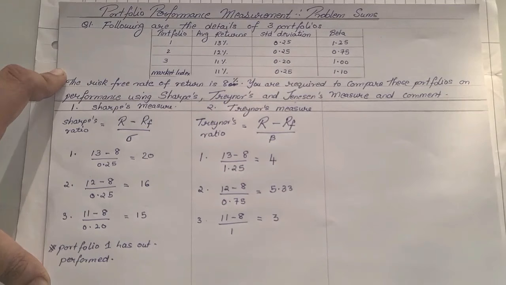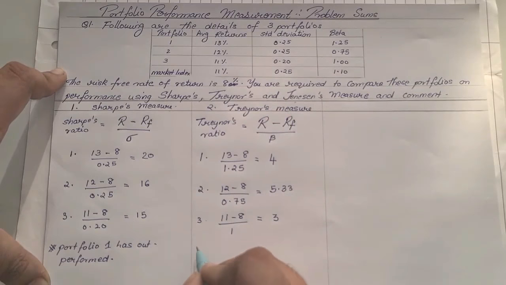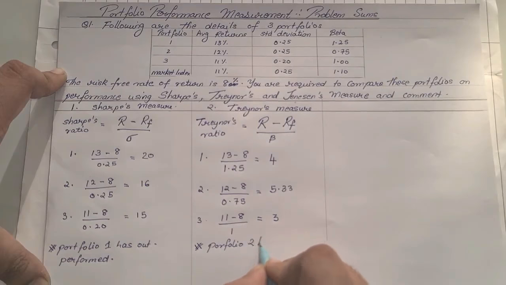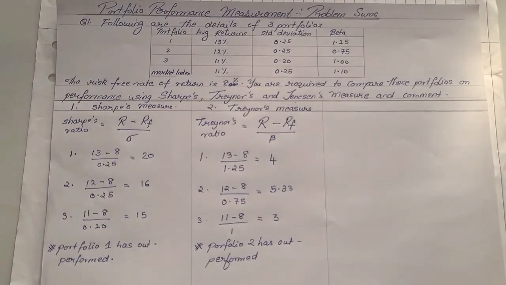So now based on Treynor's ratio, if we need to say which one has outperformed, we can clearly see that portfolio 2, the value is the highest, has outperformed the remaining. So as per Treynor, we can say that portfolio 2 has outperformed. Again a very simple procedure to solve the sum.